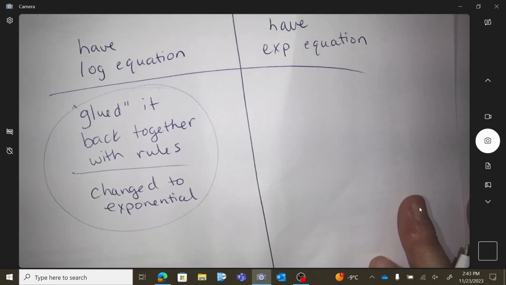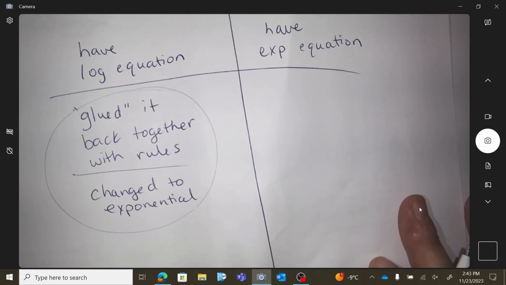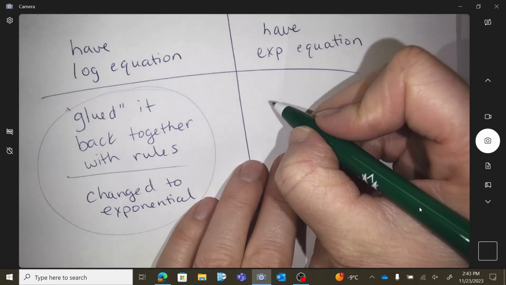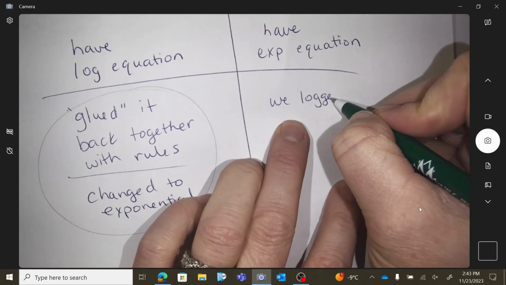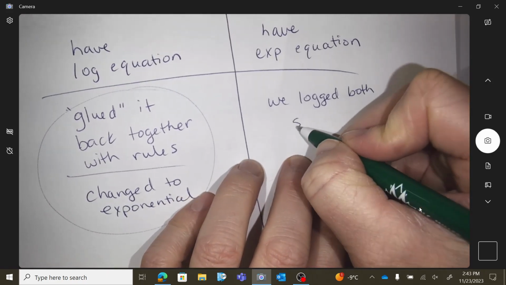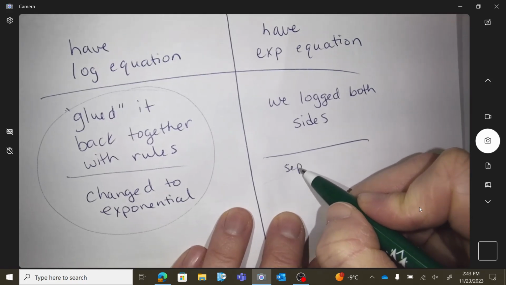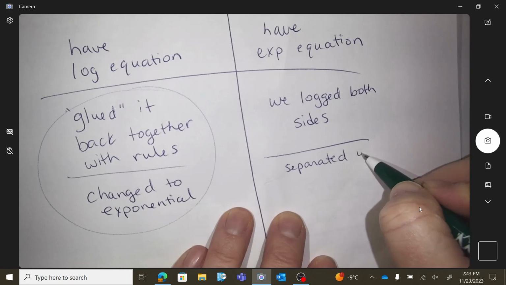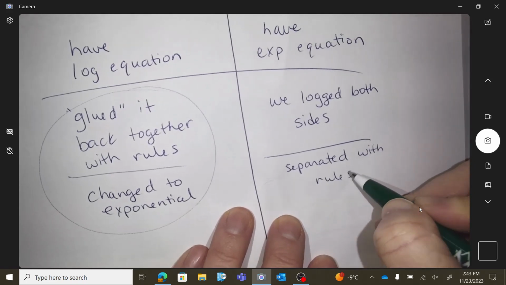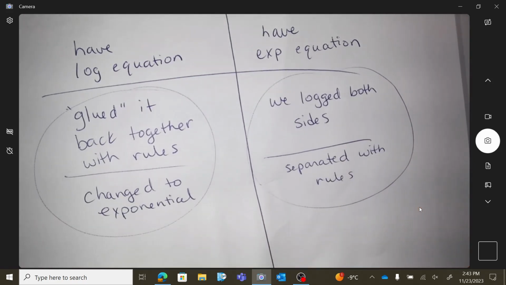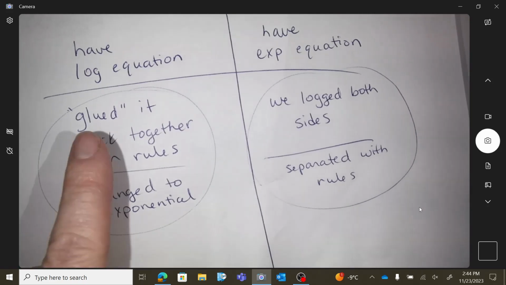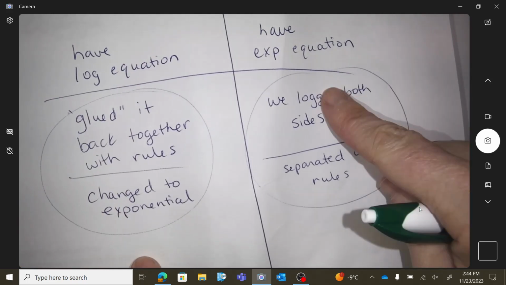So then, what did we do if we had an exponential equation? We logged both sides, and then we separated with the rules. Do those patterns seem inversely of each other? You know what inverse means, right? Switching x, y. Okay, we're also switching the strategies of solving the equations, right? Glued, exponential, logged, separated.